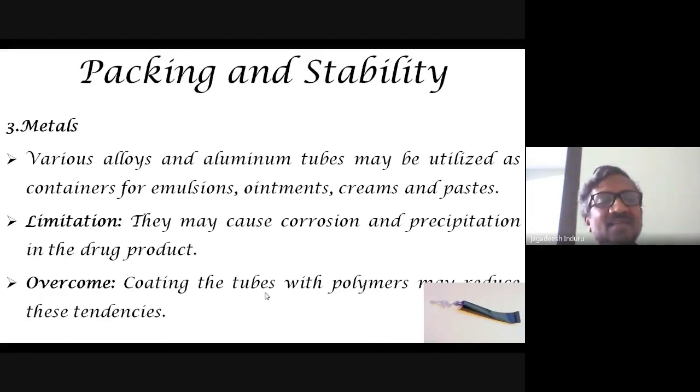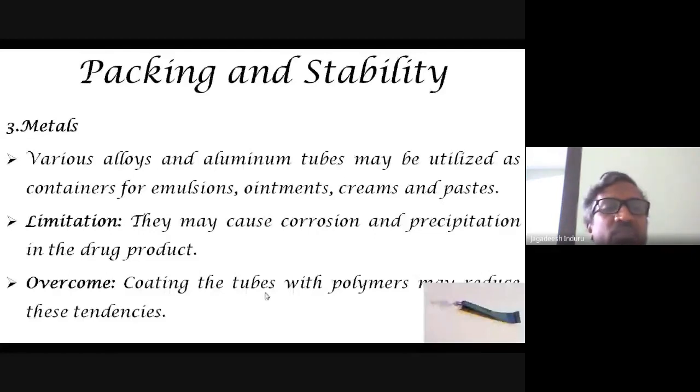Another way to avoid these problems, to prevent contamination and degradation and enhance the stability, is coating of the tubes with polymers, which may reduce these tendencies. So internally we are coating with a plastic or a glass or something else, so that we will have a protection that avoids this problem of corrosion. So this is actually what we take a decision on whenever we are selecting a packaging.